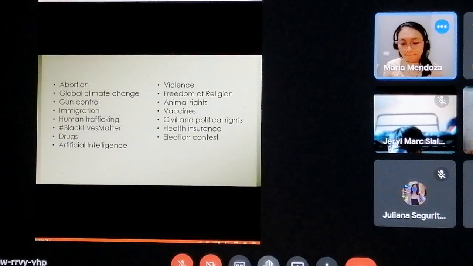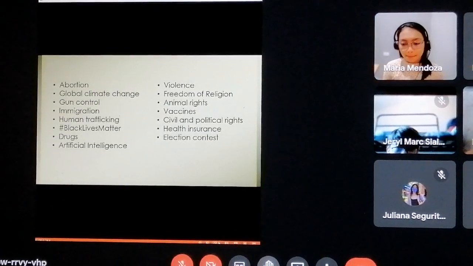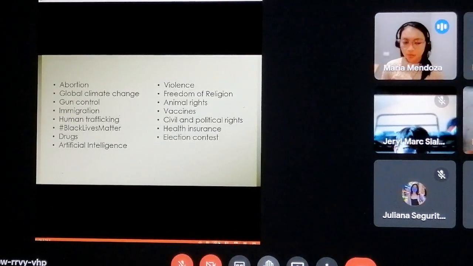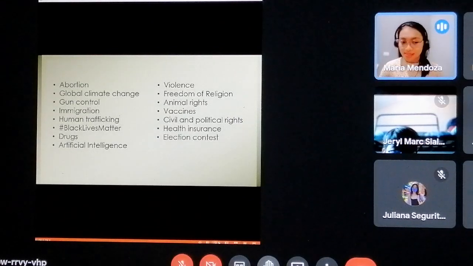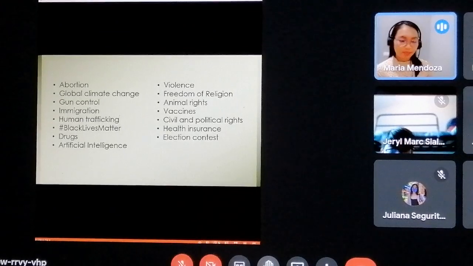Yes, JC? About same-sex marriage. Okay, so same-sex marriage is also included in the controversial topics because they are subject for debates, okay?